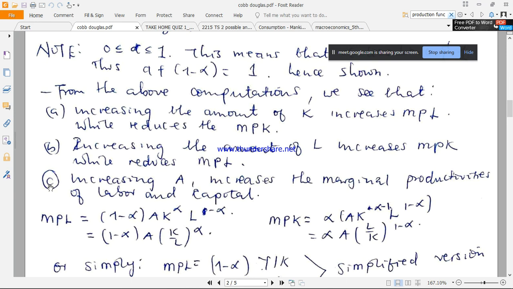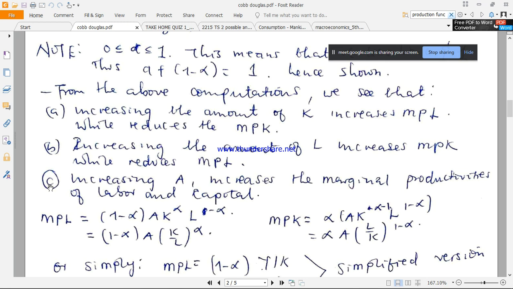But if you increase one factor of production, the marginal product of that particular factor that you've increased is going to reduce. So just try to understand them before you look at the numerical examples. But if you're finding it difficult to understand this, don't worry. We have numerical examples that are going to help us understand this. So the first one is that if you increase the amount of capital, then the marginal product of labor is the one that is going to increase, but the marginal product of capital is going to reduce.